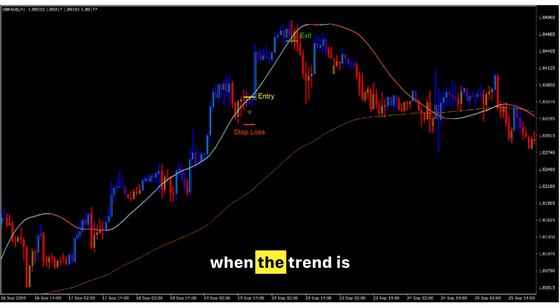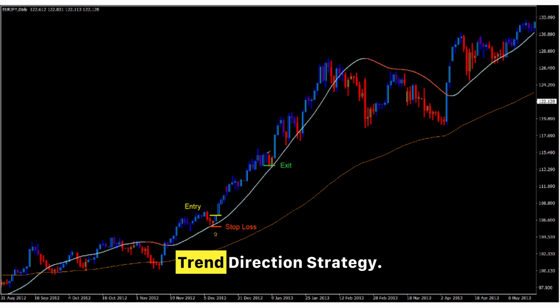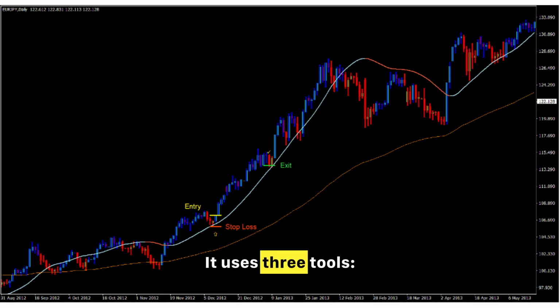Want to trade only when the trend is clear and momentum kicks back in? This strategy filters noise and aims to ride real trend momentum. This is the AVQ Trend Direction Strategy. It uses 3 tools: 100 EMA, slope direction line, and AVQ trend bars. Here's how you trade it.